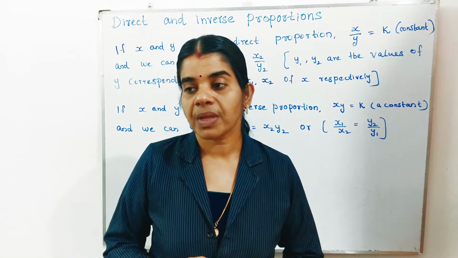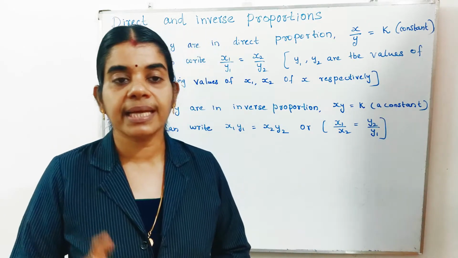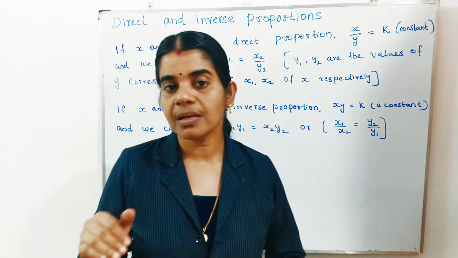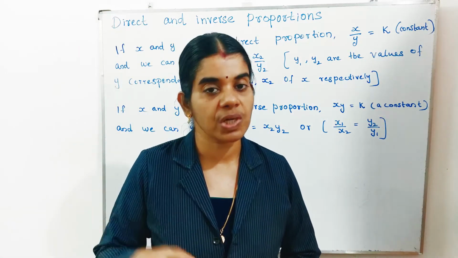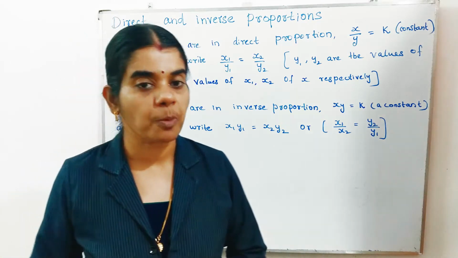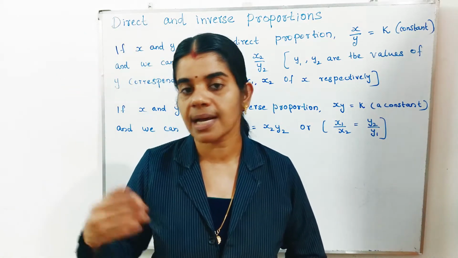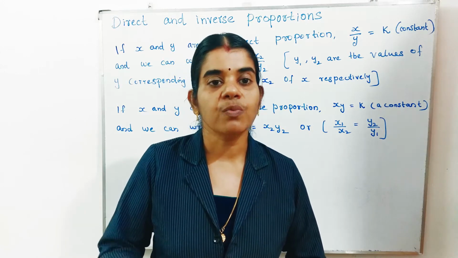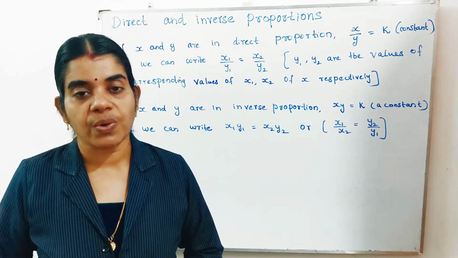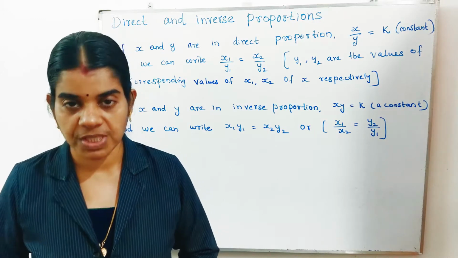Another example: if the speed increases, the time needed to finish a journey will decrease. This is also inverse proportion. If one quantity increases, the other decreases. If one quantity decreases, the other increases. That is known as inverse proportion.